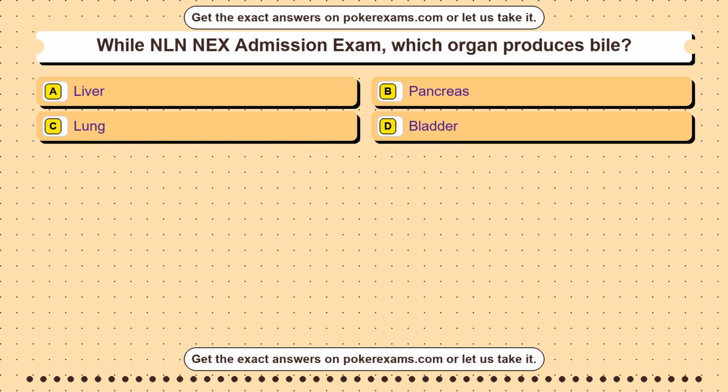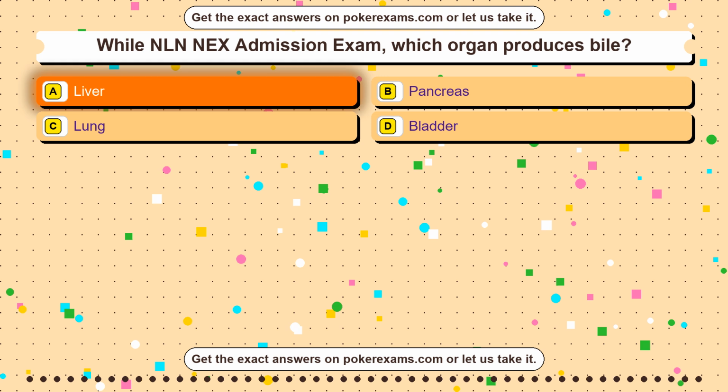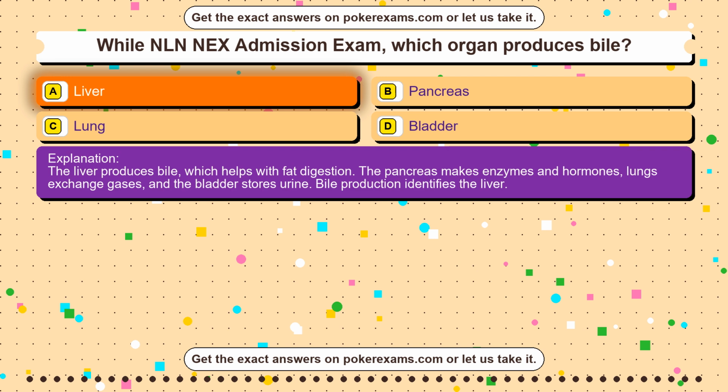Question 37. While NLN NEX Admission Exam, which organ produces bile? Option A liver. Option B pancreas. Option C lung. Option D bladder. The correct answer is option A, liver. The liver produces bile, which helps with fat digestion. The pancreas makes enzymes and hormones, lungs exchange gases, and the bladder stores urine. Bile production identifies the liver.